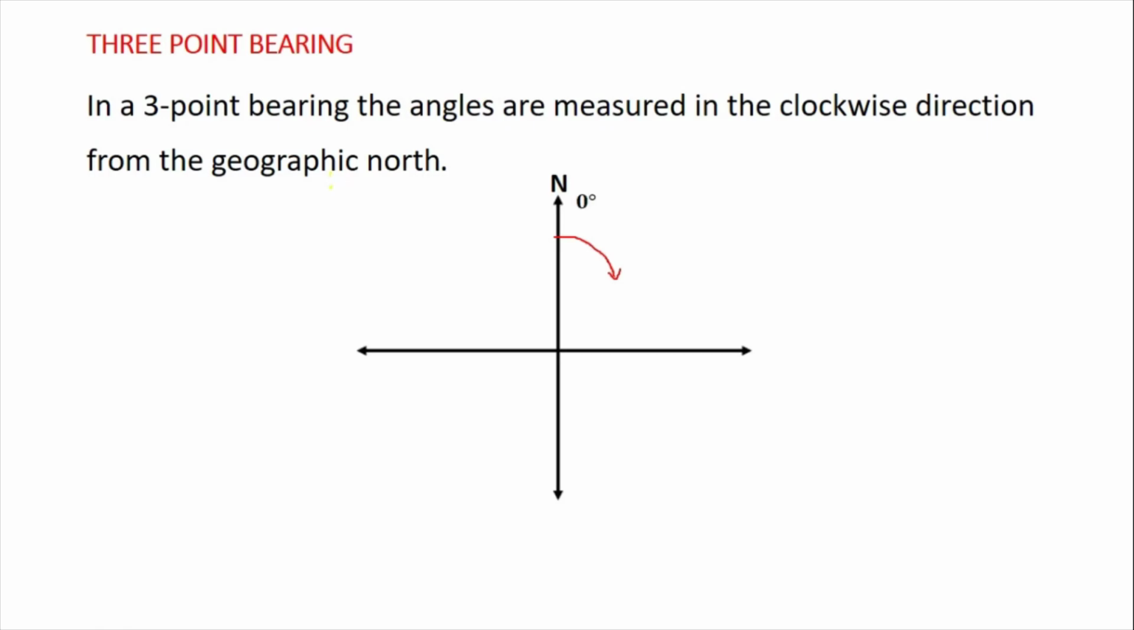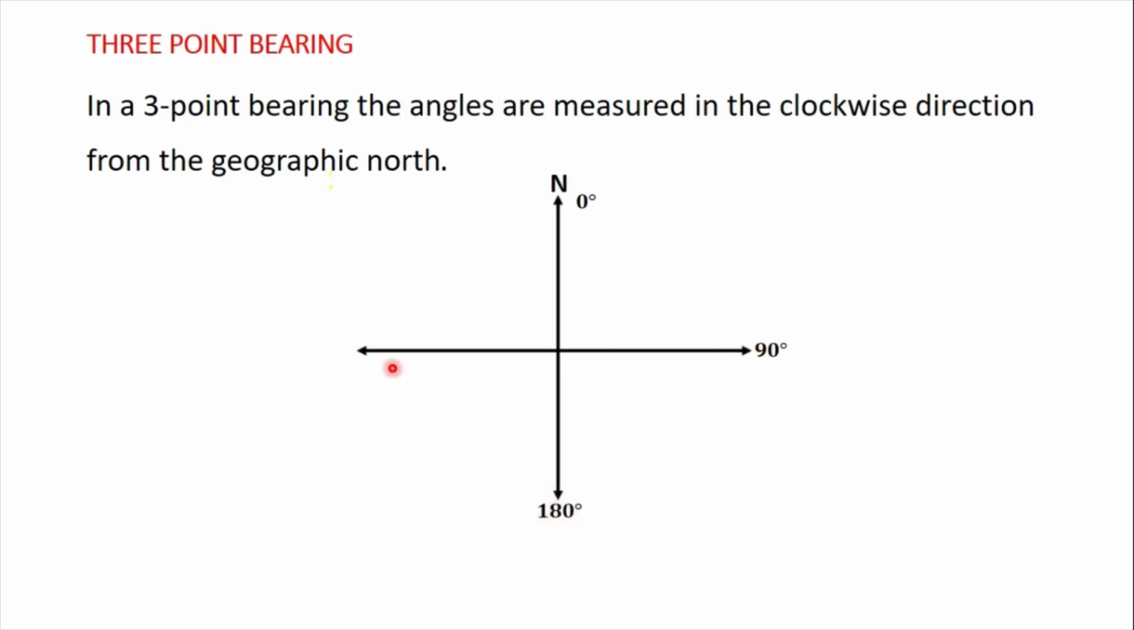What you have to know about 3-point bearings is that, beginning from the north, the angle there is 0. We learned in the previous video that between the north and this side is 90 degrees. So from 0, when you move in a clockwise direction to this point, is 90 degrees. Moving from this point to this point is another 90 degrees. So when you add it, you get 180 degrees.